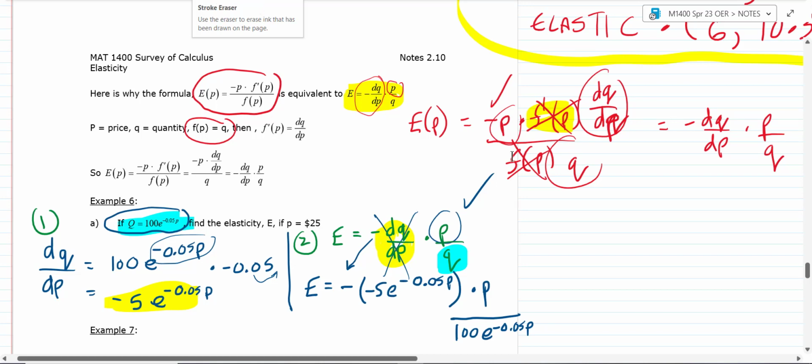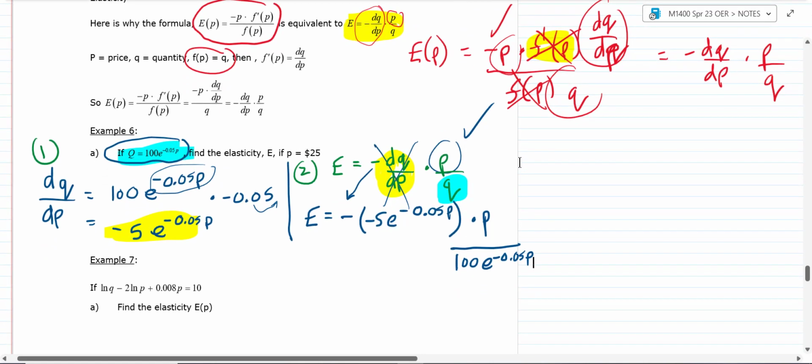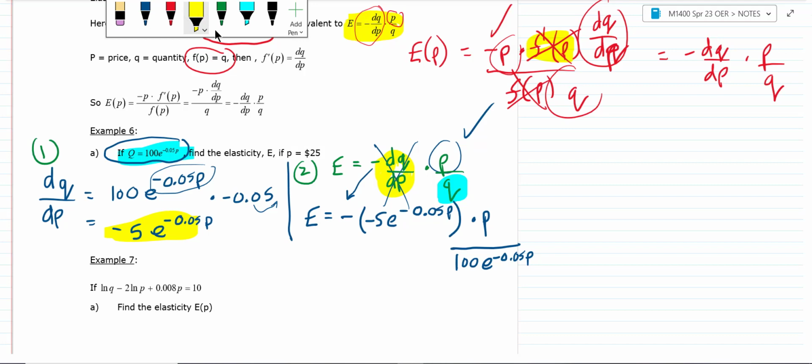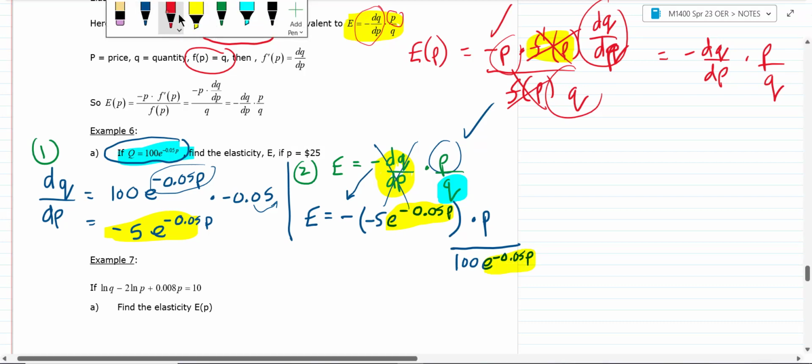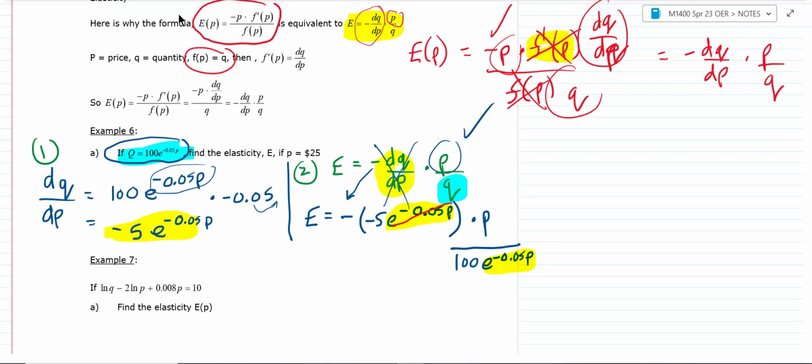Okay, do you see anything that simplifies on this? Is there anything the same? Does anything cancel out? Yeah, this whole thing right here does. See, this whole thing, e to the negative 0.05p, that's the same in the top and bottom of a fraction, so you can cancel that out. Okay, so you can just wipe that out, and then we're going to write what we're left with.